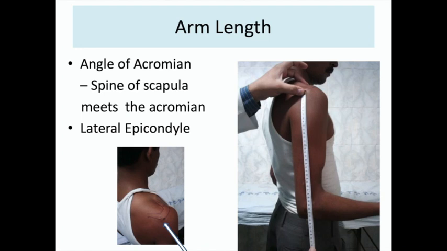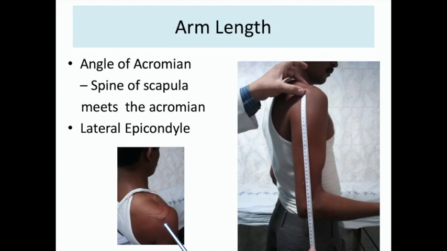Measuring the arm length, you need to always do this to complete the examination of an elbow case. The points are the angle of the acromion and the lateral epicondyle. How do you reach the angle of the acromion? You go from the midline laterally, try to palpate the spine of the scapula. As you go laterally, the spine of the scapula suddenly turns forward, and that is the point where you have the posterior angle of the acromion. Remember, there is another angle which is anterior. We are not measuring from there. We are measuring from the posterior angle of the acromion.